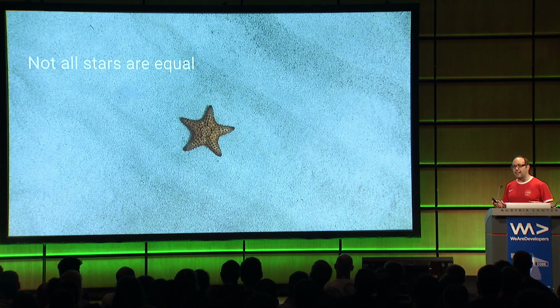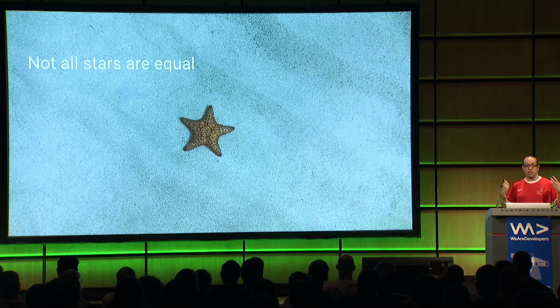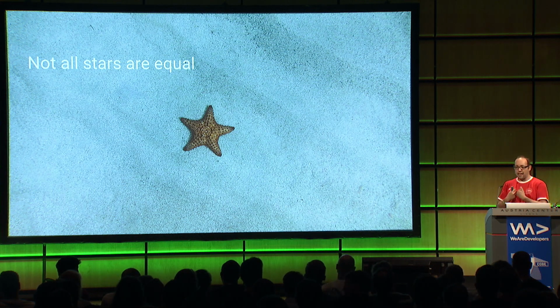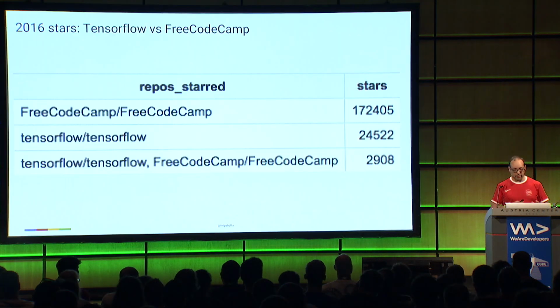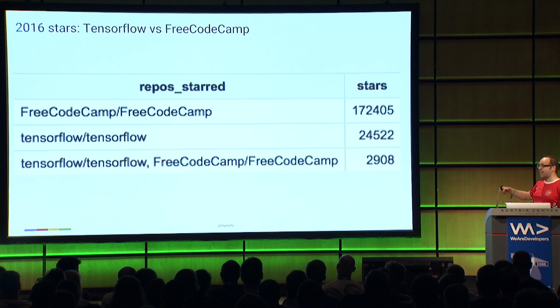Now, not all stars are equal. A star I give a project is different than a star that you give. Stars that you give are different because each of us is different. We have different interests. We have been coding for a different length of time. So if you're looking at the stars for any project, you can look at more dimensions. For example, freeCodeCamp in 2016 got 170,000 stars. TensorFlow got 24,000. But the people behind each of these projects is different.